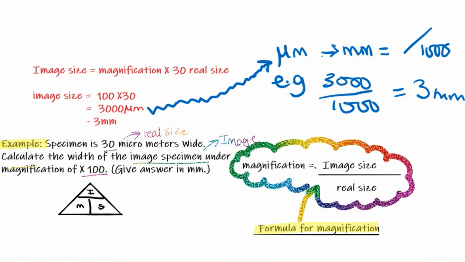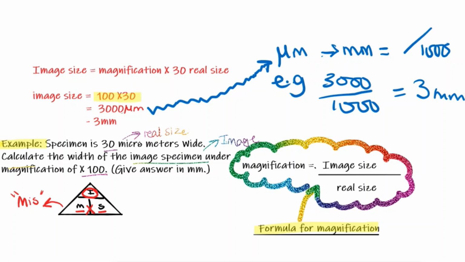An easy way to rearrange the equation is to use the triangle method. The tip for the triangle method for this formula is to remember MISS with only one S. We have our M, which is our magnification, and we have our real size, which is 30. If we multiply these together, we get 3,000.